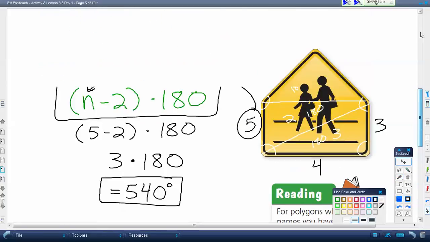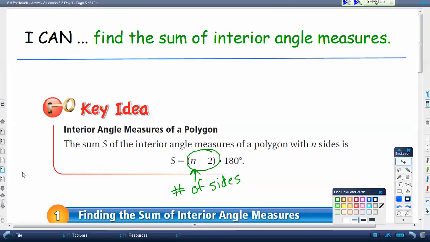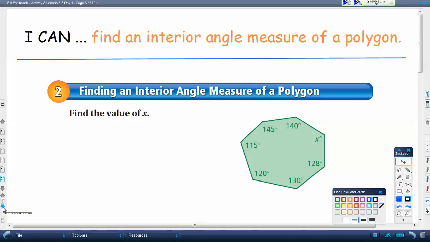Okay? So that takes care of the first I can statement that we're talking about here today. The I can statement said, I can find the sum of the interior angle measures. The second I can statement we're going to take a look at, this is example 2, which is on the next page in your textbook, page 121, finding an interior angle measure of a polygon. So here I've got a missing angle measurement. Okay, I'm being asked to find what is the value of that angle right there.